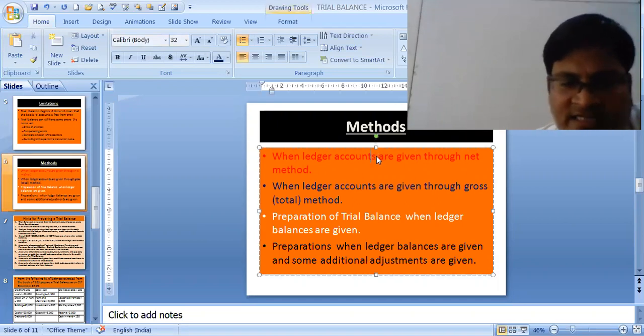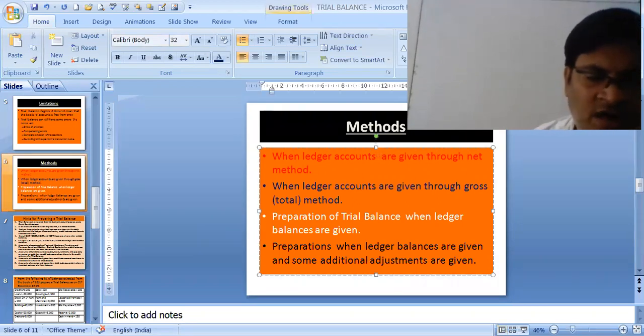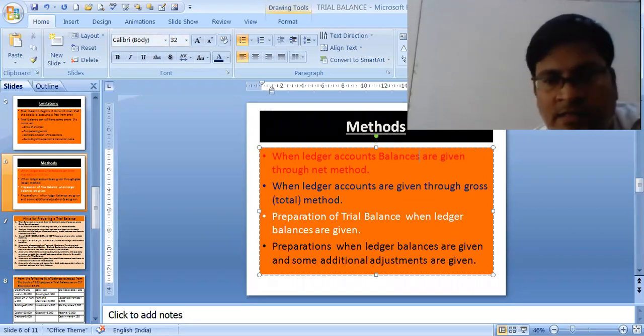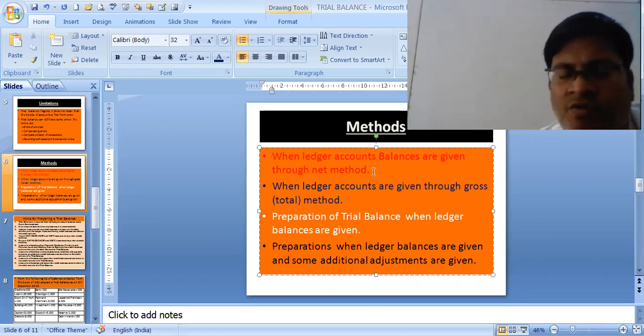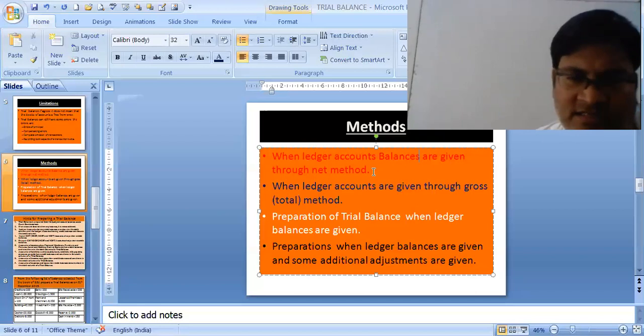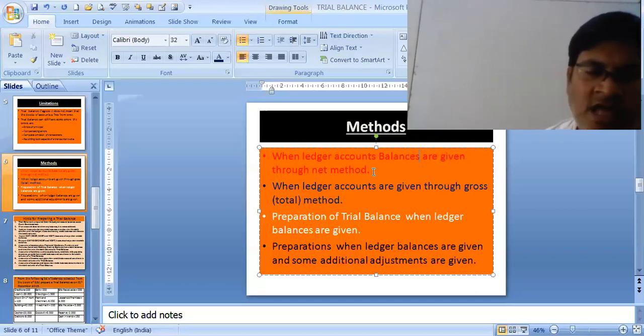Ledger account balances are given. This is called the net method. Last day we have done the ledger accounts. We have got many balances in the ledger accounts. Those balances will be used to prepare the trial balance. That is known as the balance method or net balance method. That is actually what we will be going to do.